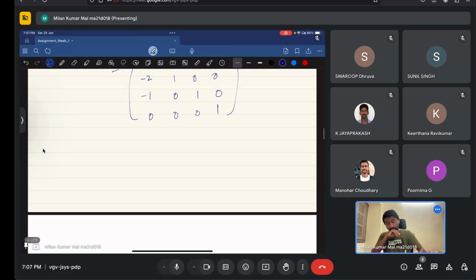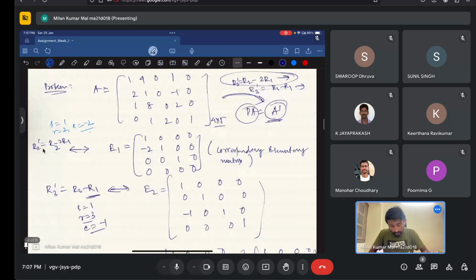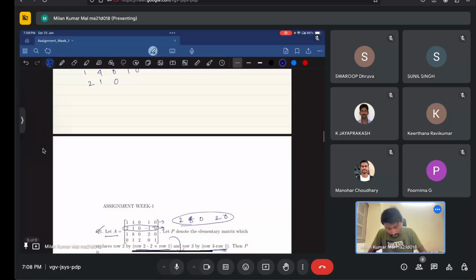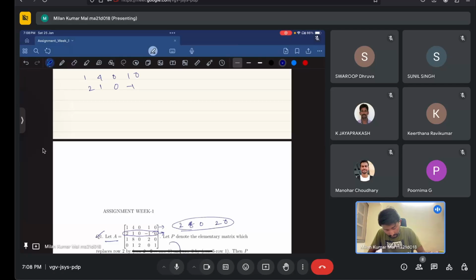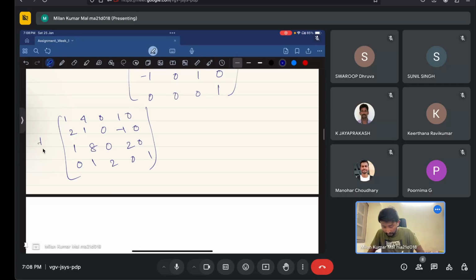First, suppose we have the same matrix, we will write the same matrix: 1 4 0 1, 2 1 0 1, minus 1 0 1 8 0 2 0 0 1 2 0 1. This is the matrix, sorry, this is not an elementary matrix. This is the matrix A given.